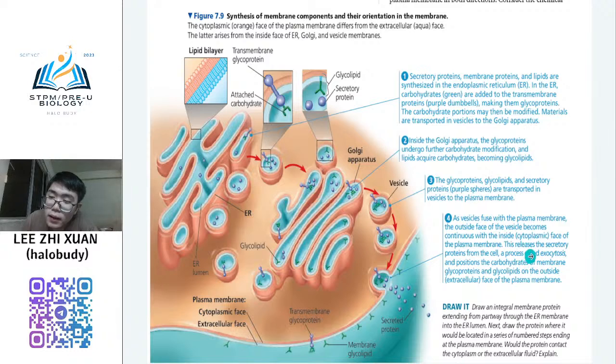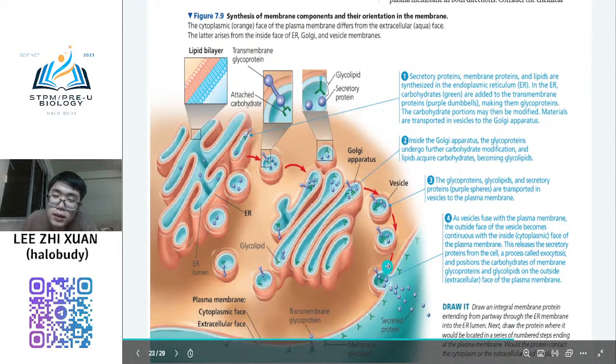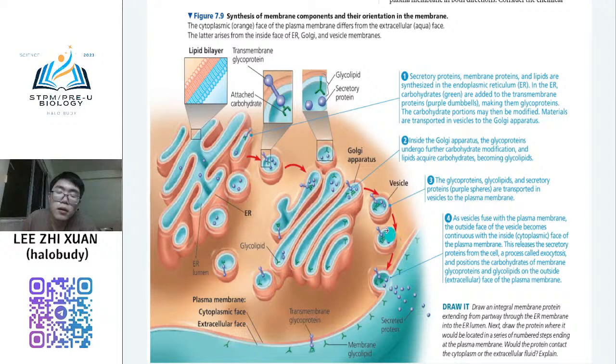Normally, as you see here, certain proteins will be secreted out through the exocytosis process. Some of them will bind to the surface of the vesicle. Secretory proteins, membrane proteins, and lipids are synthesized in the ER. In the ER, carbohydrates are added to transmembrane proteins, making them glycoproteins. So our glycoprotein in the plasma membrane is actually already formed in the transport vesicle by the ER.